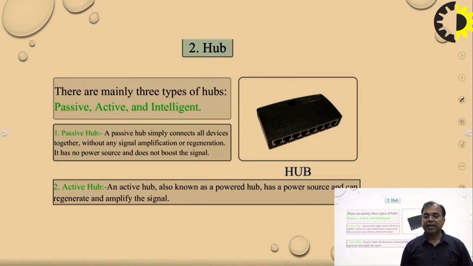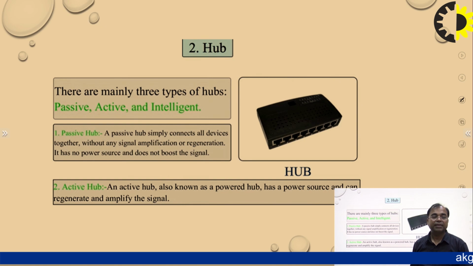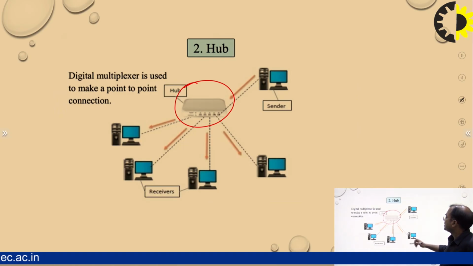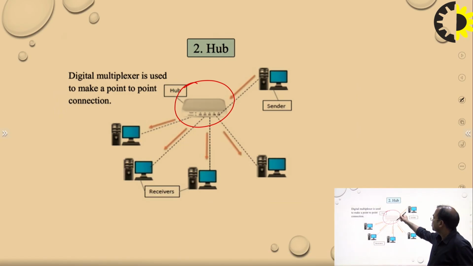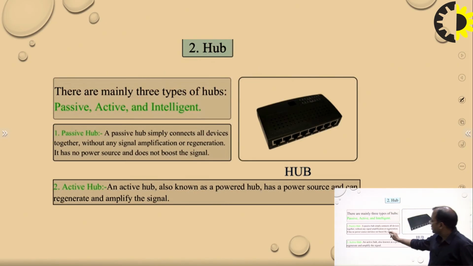Passive hub and active hub are not used now. Now we are using the intelligent hub. What is a passive hub? A passive hub is basically a very simple connector device without any signal amplification or even regeneration of the signals. It has no power source and does not boost the signals. Means if we connect with a passive hub, it just takes the signal from the sender and broadcasts it to all the others. It does not even recognize or enhance these signals.